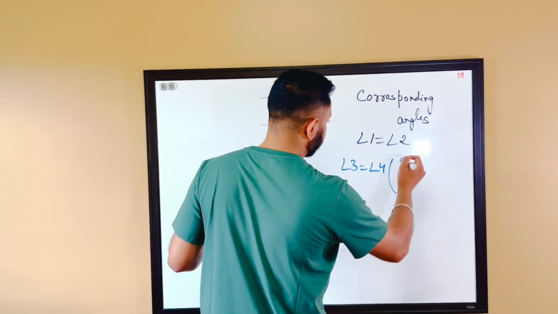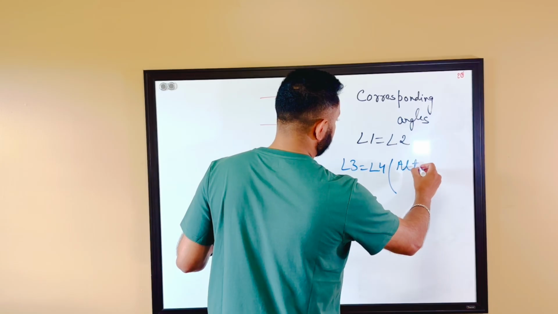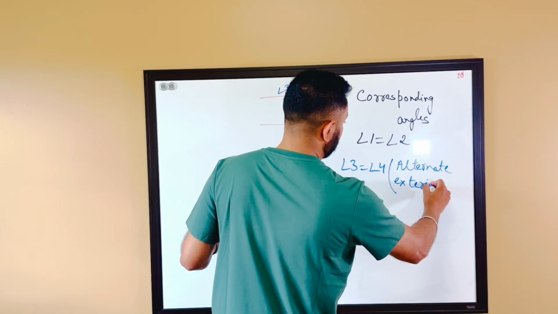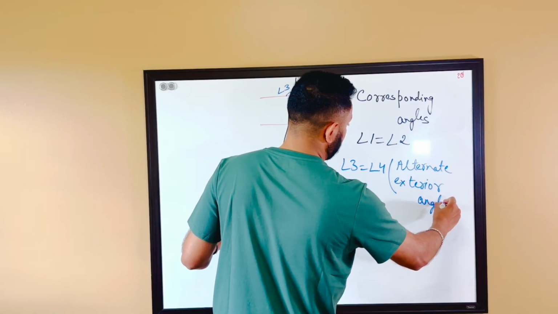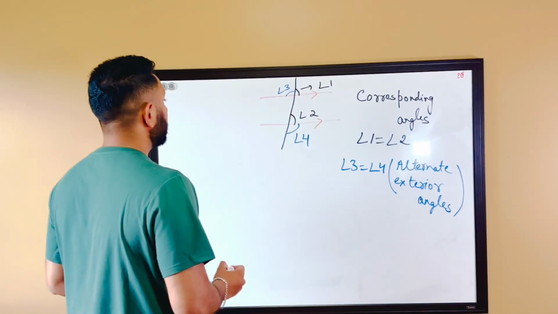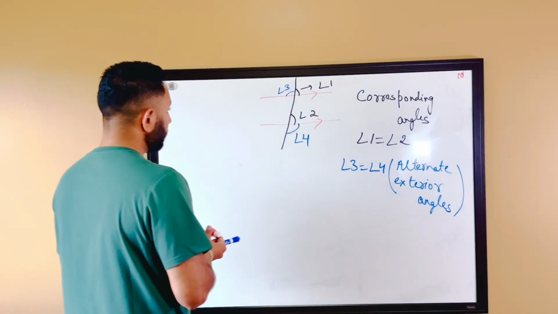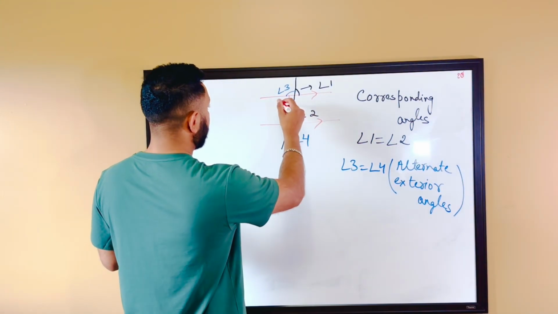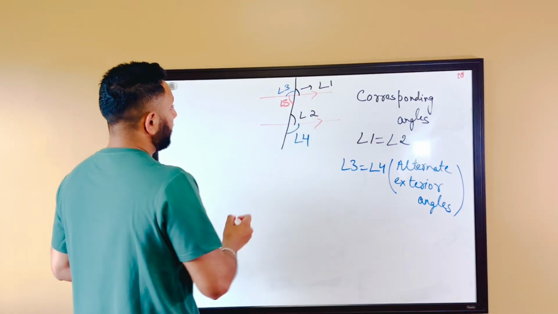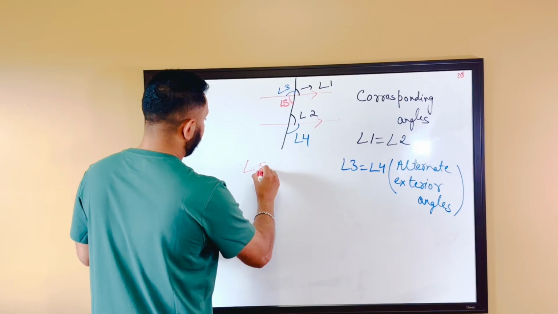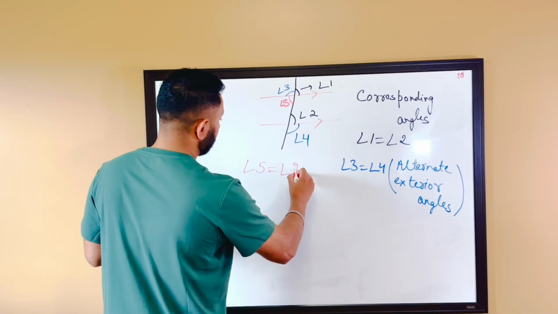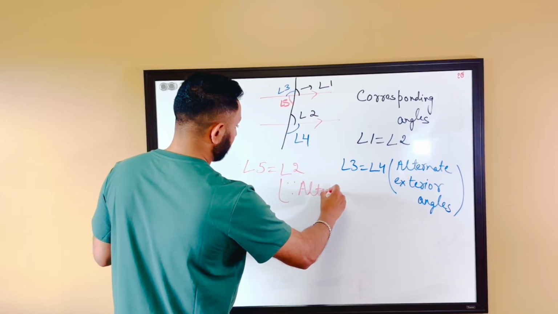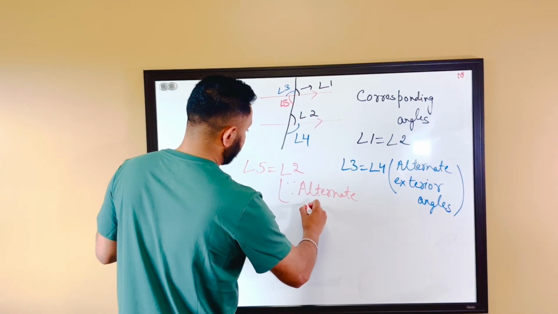By property, alternate exterior angles. So like this angle, we call it angle 5, and angle 5 and angle 2, they are equal by property, alternate interior angles.